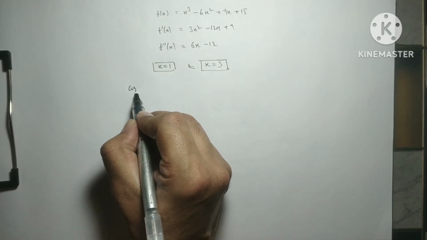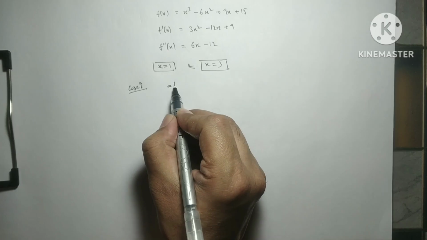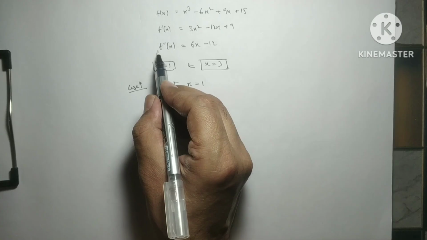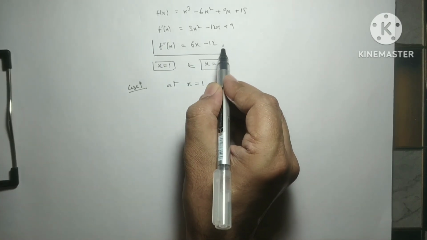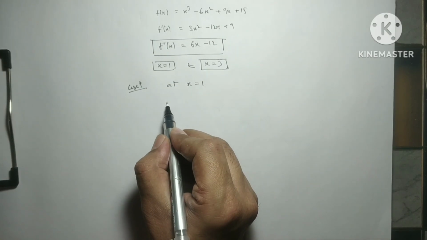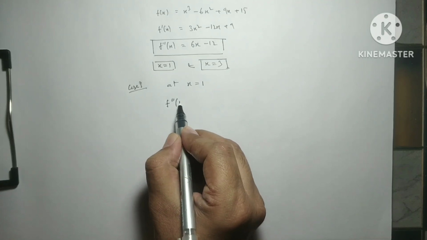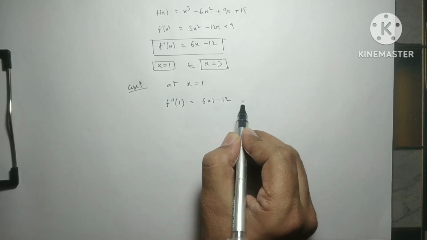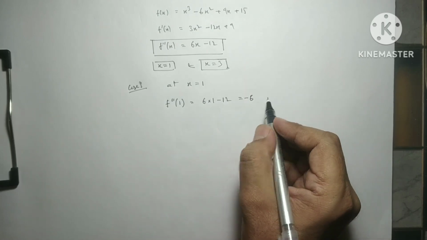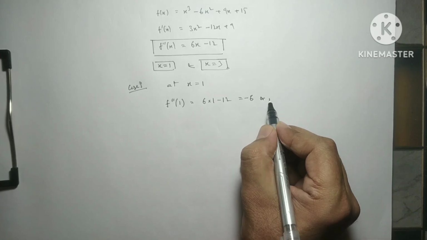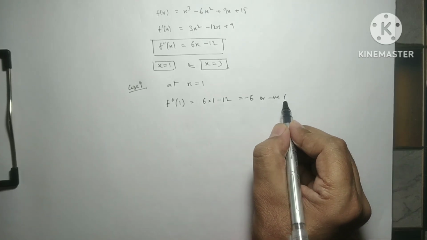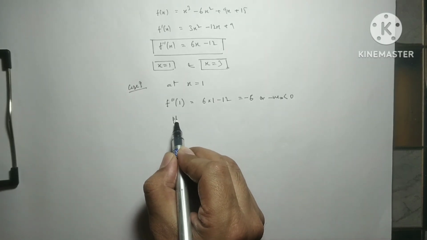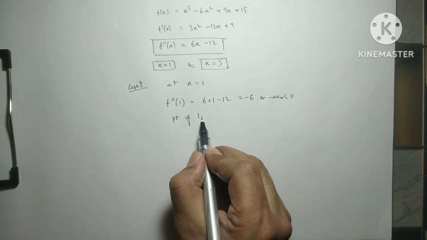So case 1, at x equals 1. So we put this value in the second derivative. So f double dash at x equals 1 will be 6 into 1 minus 12. So we get minus 6, that is negative, or less than 0. So it shows the point of local maxima.